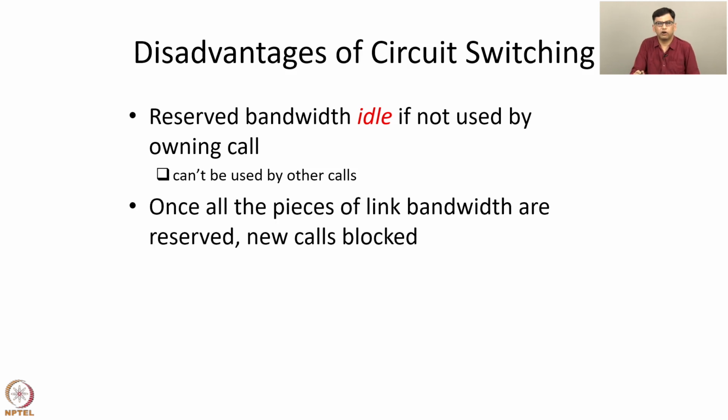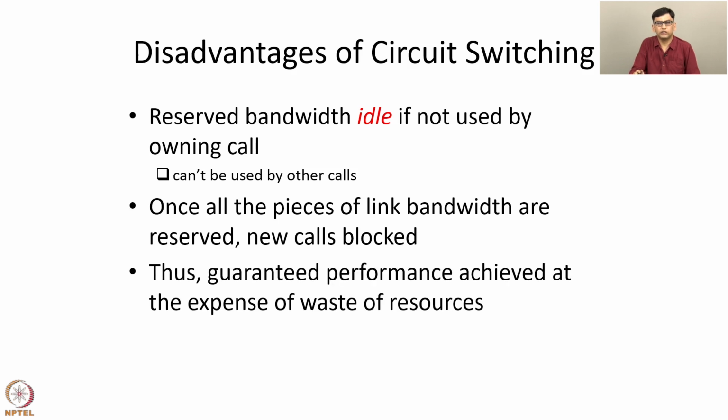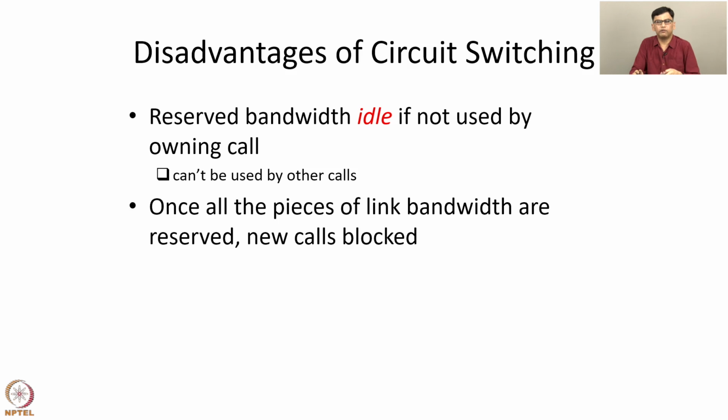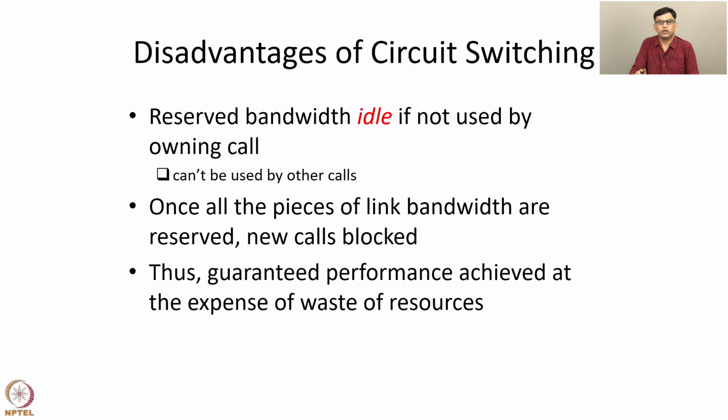Another disadvantage is that once all the pieces of link bandwidth are reserved, new calls are blocked. So there might be a large number of users using a network. Maybe some 50 users are currently on calls. If another user wants to make a call, then there might be no available bandwidth for making the call. All the pieces of link bandwidth might be reserved. So then new calls are blocked. In this case, a person making a call will receive a message, network busy. So their call will not go through. To summarize, guaranteed performance is achieved at the expense of waste of resources under circuit switching.